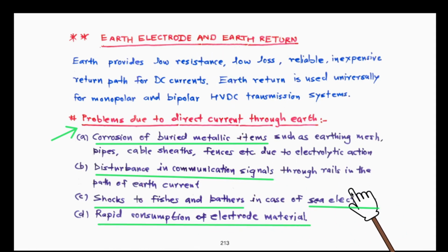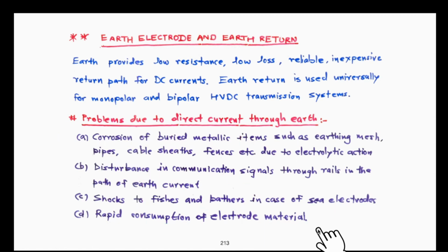Earth electrodes, if they are installed for carrying DC current for a longer period of time, it is observed that due to electrolytic action, the electrode material will get consumed over a period of time, and this causes maintenance cost. It will increase the maintenance cost. The replacement of the earth electrode has to be done, and in the meantime there has to be a backup such that the power supply is unaffected in case of unexpected fault during the maintenance period, right? So these are the various problems that have to be considered while going for use of earth electrode and its use in the HVDC transmission.